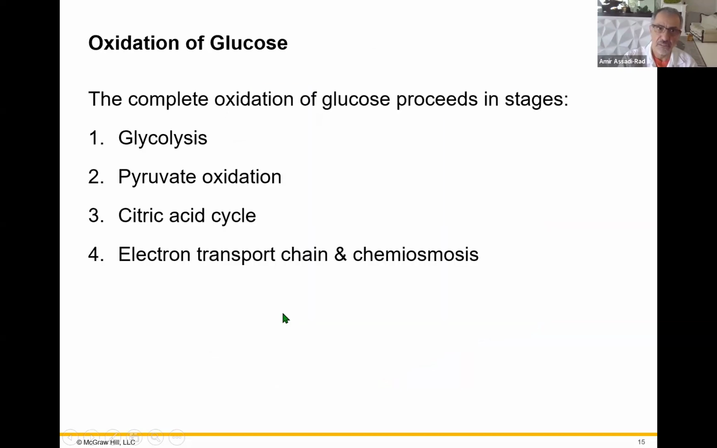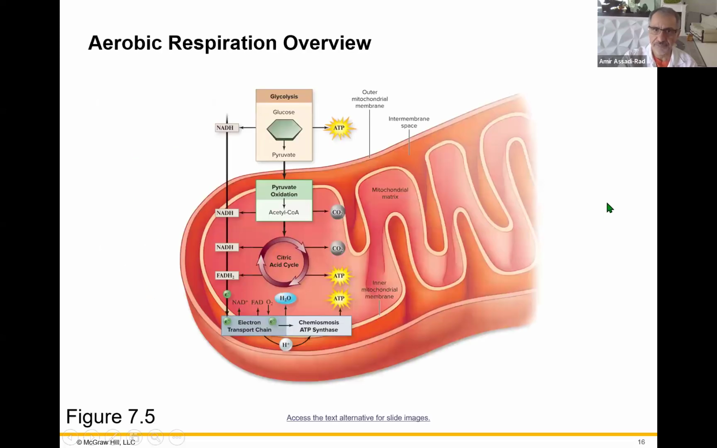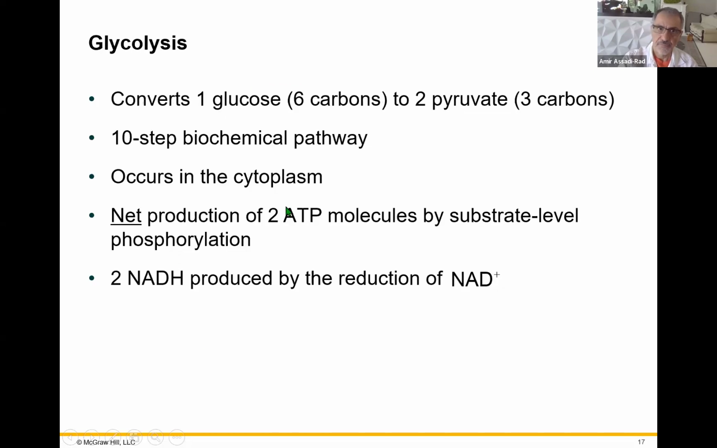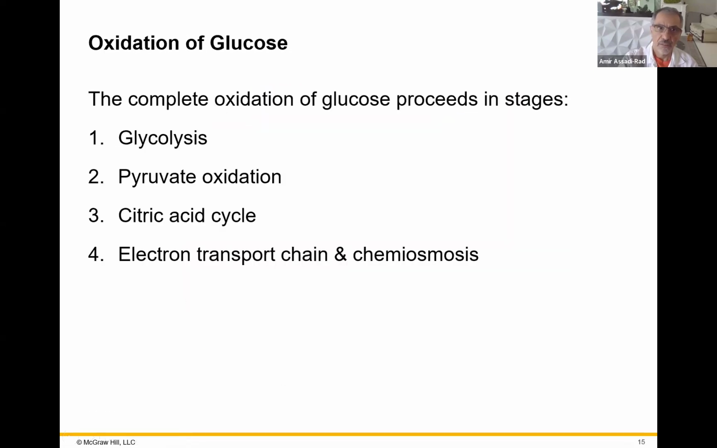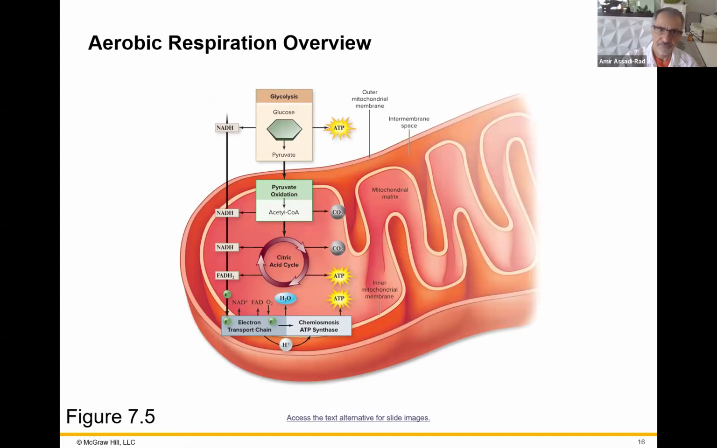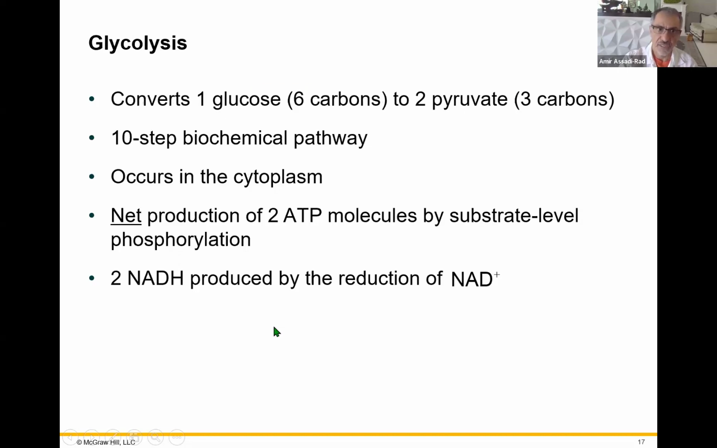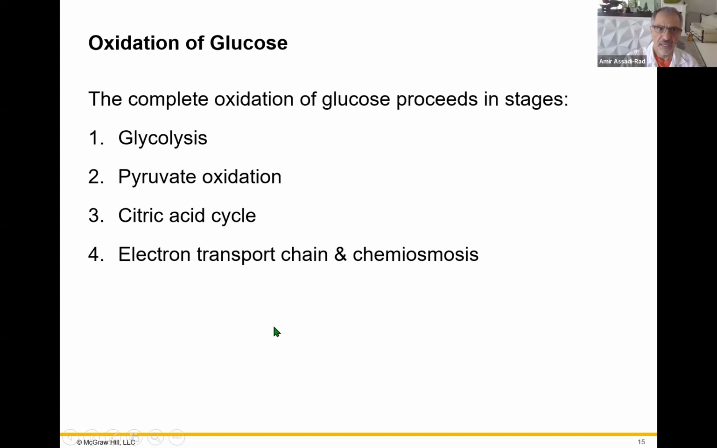The 4 stages are right here. These 4 stages, they showed it to you in a diagram. Glycolysis. Pyruvate oxidation. Citric acid cycle. And of course, the last one is the electron transport chain.